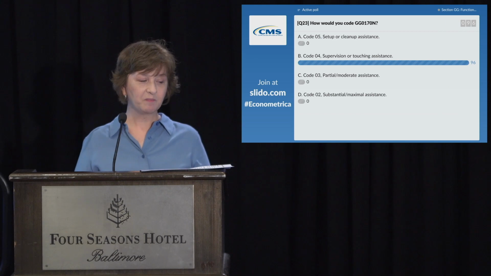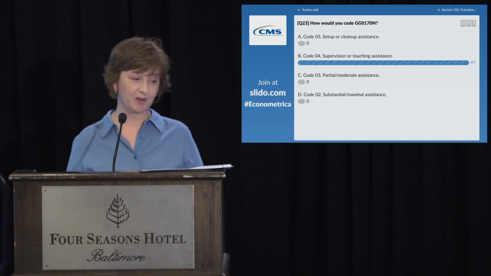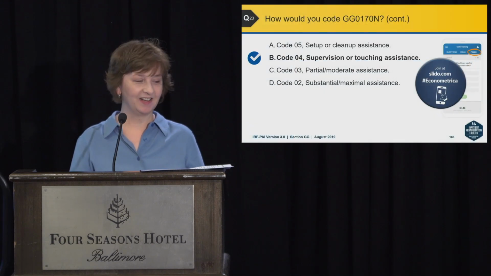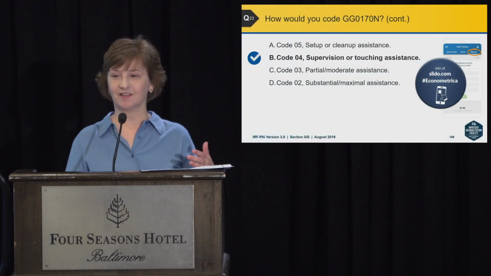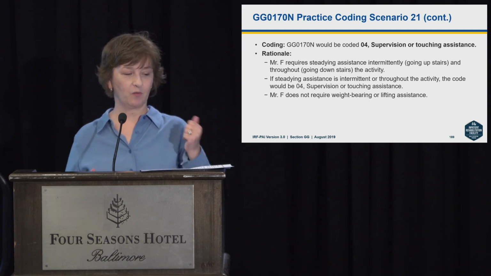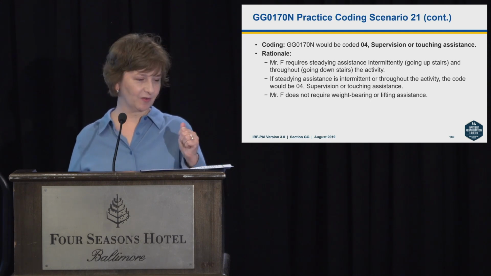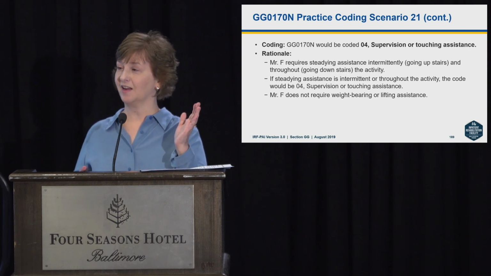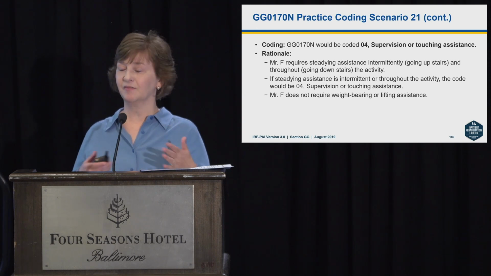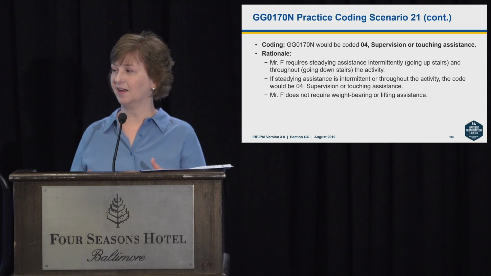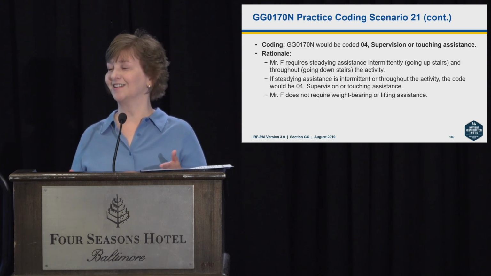All right, looks like most people, okay, now everybody's coded 04, and I do agree with that. One thing I would like to highlight about the steadying assistance that's brought up in this example is that going up the stairs, it was intermittent steadying assistance. On the way back, it was steadying assistance throughout. Either throughout an activity, or if there's intermittent steadying, either of those scenarios would be coded 04. So in this case, it didn't make a difference.